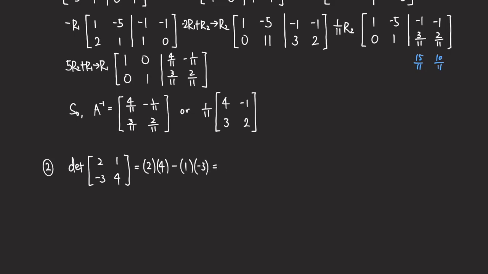In fact, if you want the actual formula, this is A, this is B, this is C, this is D, right? So what really happens is that we get AD minus BC. That is the formula for the determinant. So now we get 8 minus negative 3, so 8 plus 3, and we get 11 as the determinant.